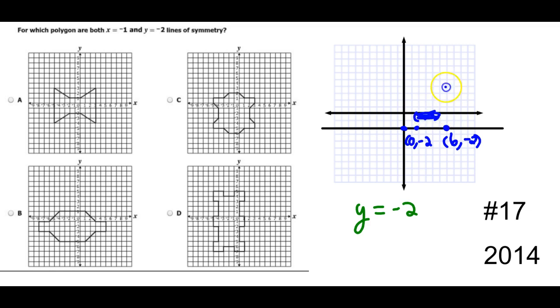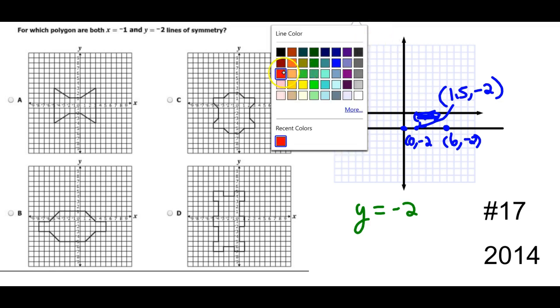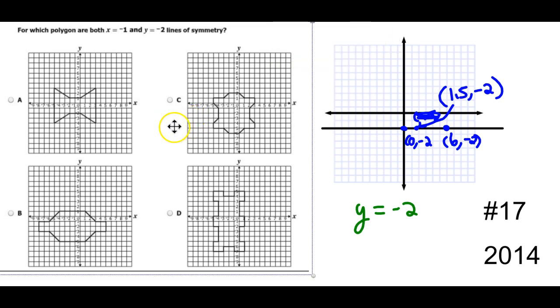Sorry, you can't read that here. Positive 1.5. This is this location. The y value is, guess what? -2. Anywhere you pick on this line, the y value is equal to -2. And that's why that's the line y equals -2. So I'm going to go through and graph that down below on all of these.